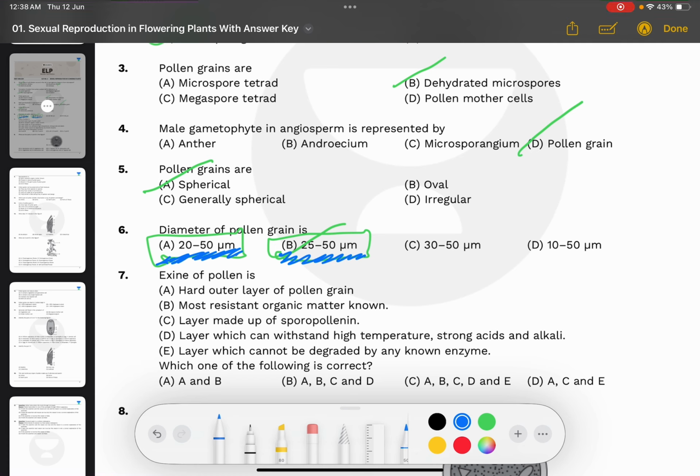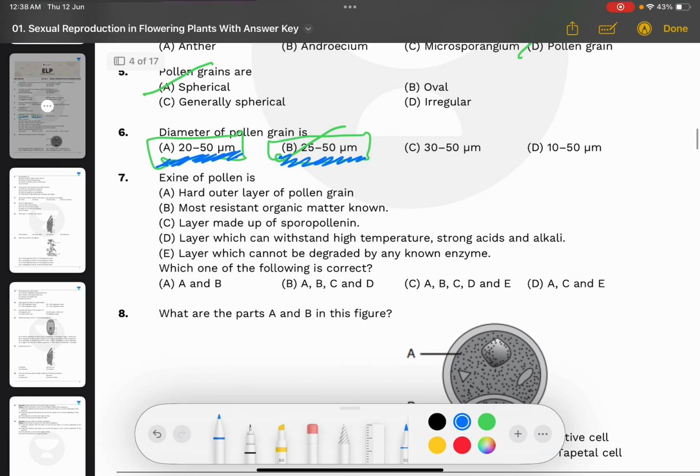What is this? Exine of pollen. We have seen exine is made up of one beautiful thing, what we call sporopollenin. It is the hard outer layer of pollen grain, the most resistant organic matter known. Layer made up of sporopollenin. Layer which can withstand high temperature, strong acid and alkali. Layer which cannot be degraded by any known enzyme. All of these are correct. A, B, C, D, E.